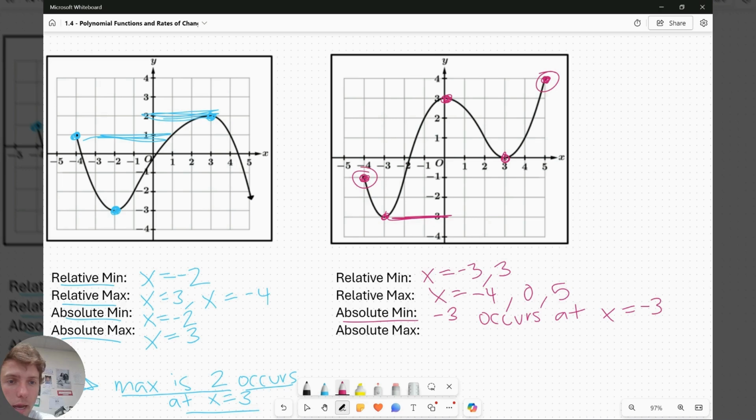The absolute maximum was this endpoint on the right side, where the max point that we got was 4. But again, talk about where it occurs as well. In this case, it occurs at the x value of 5. Okay, so different ideas you can talk about there. Where it's occurring, you can talk about the actual heights of those maximums and minimums, different things like that.